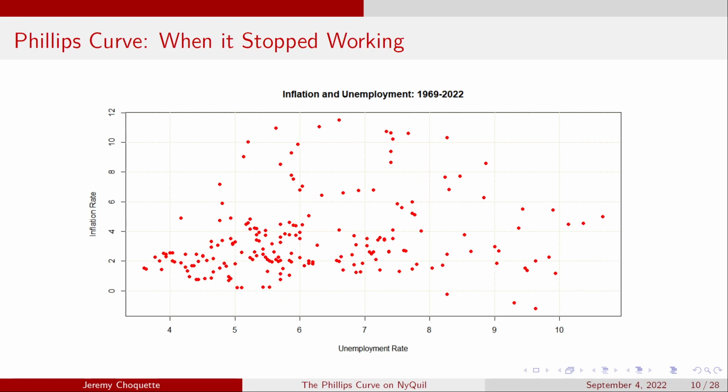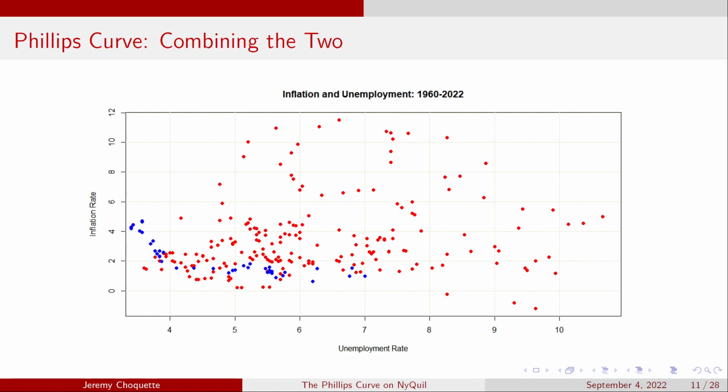It's just all over the place. This is what we would refer to as a flattening of the Phillips curve. There's really no observable relationship here between inflation and unemployment. Now, if I wanted to look at inflation and unemployment from 1960 to 2022, okay, cool.